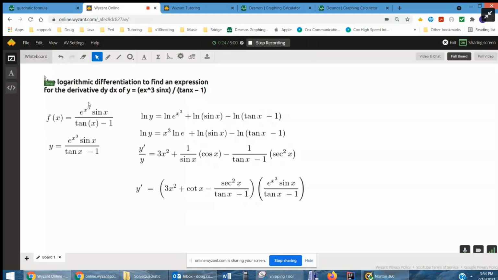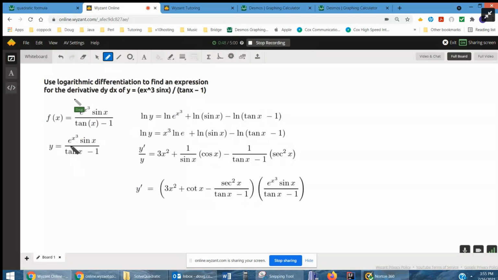Hopefully I've interpreted this correctly, that this is e to the x cubed rather than e times x cubed. So that's an assumption I'm making there. Here I rewrite that as y equals that expression. Take the natural log of both sides, and here's where the properties of logarithms come into play.